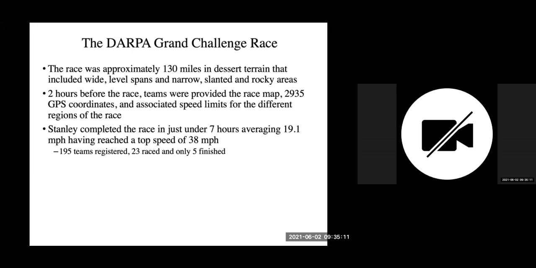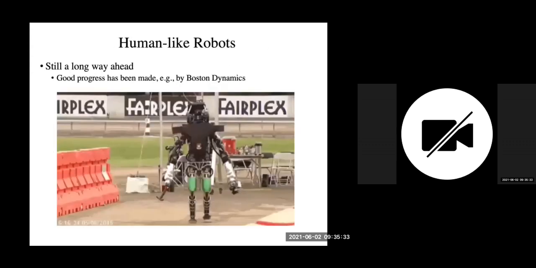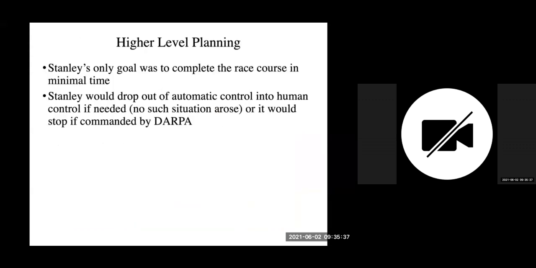And Stanley, which won the competition, actually completed the race in just under 7 hours, and the average speed was about 9.1 miles per hour, and the maximum speed was 38 miles per hour. A total of 195 teams registered and 23 raced, and only 5 finished. So it's very difficult to actually accomplish the task. Okay, so that's the example I wanted to talk about. I hope it gives an idea about how complex this would be.